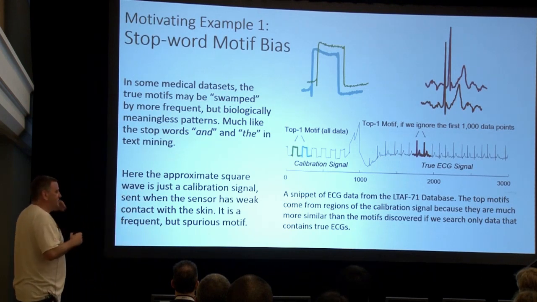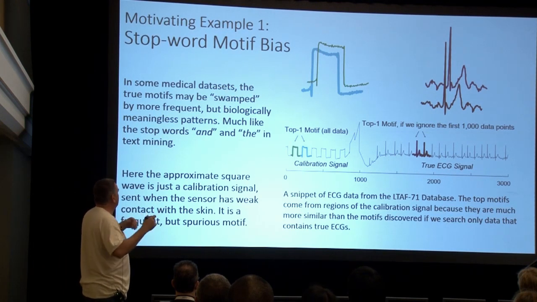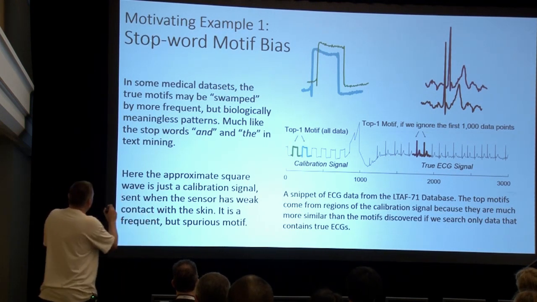So the question is, how could I solve this? As we'll see in a moment, we can solve it in a very trivial way that's very generic for all kinds of data sets. So our first problem is stop word bias.